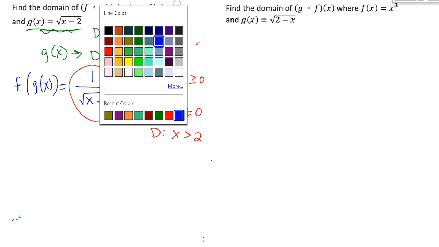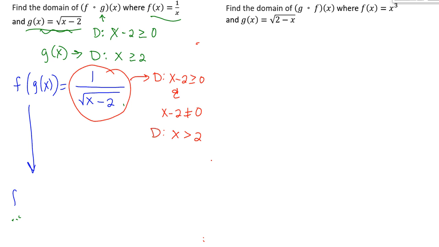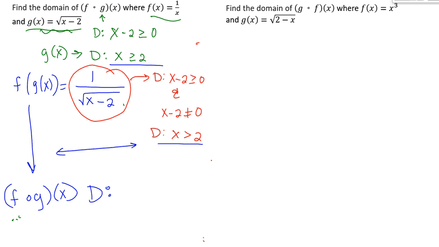So, final domain, f composed g of x, the domain is the combination of these two. Again, number lines help. 0, 1, 2. This guy up here says, hey, I can include 2 and go on forever this way. This one, though, says I can't include 2 and go over this way. This is what they have in common. So our domain is going to be x greater than 2 only. So this time, the composition is actually something that prevented it from happening.